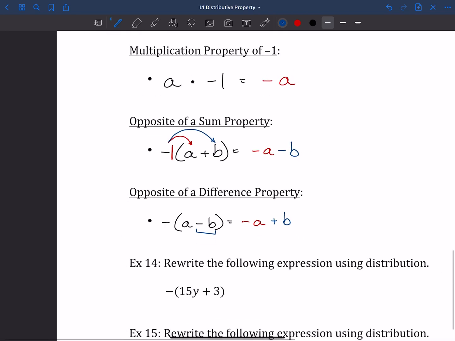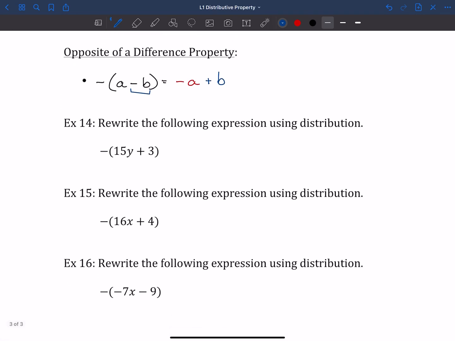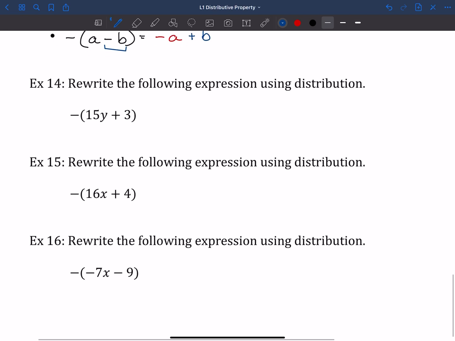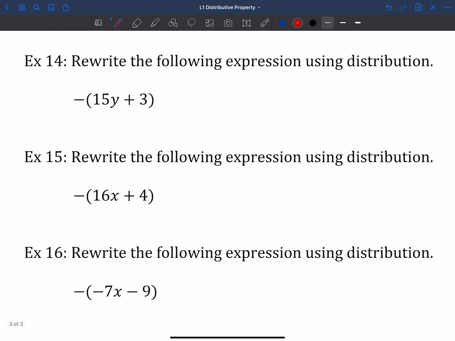Okay. So we're going to try and rewrite a couple of things using these properties, and then we're done. Again, you can think about them as distribution. If I pretend that there's a little invisible 1 out in front, you can think about it as -1 times 15y. Well, -1 times 15 is -15, and that y just comes along for the ride. If I take that same -1 and multiply it over to the 3, -1 times 3 is -3. That's where we're going. If you're able to see what's going on, just flip the signs to their opposites, and that's really all that's going on.